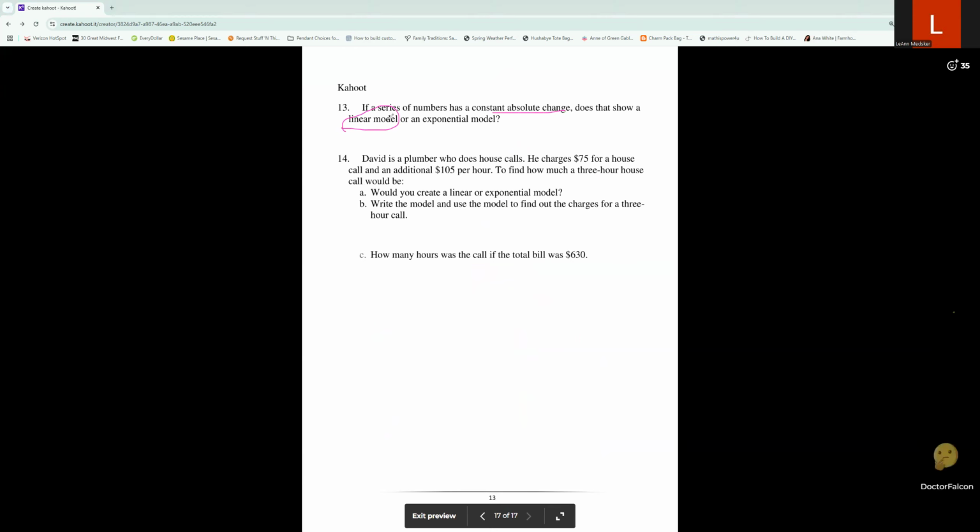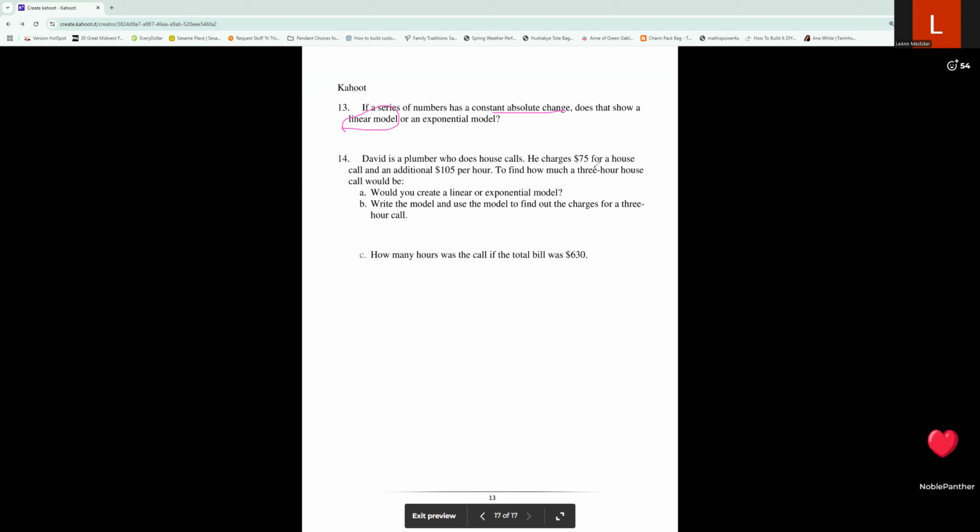Absolute change related to linear model. If you have a growth factor or a decay factor that's constant, which is a relative change, like a percent increase or decrease, that's when you're exponential. David is a plumber who does house calls. He charges $75 for a house call and an additional $105 per hour.